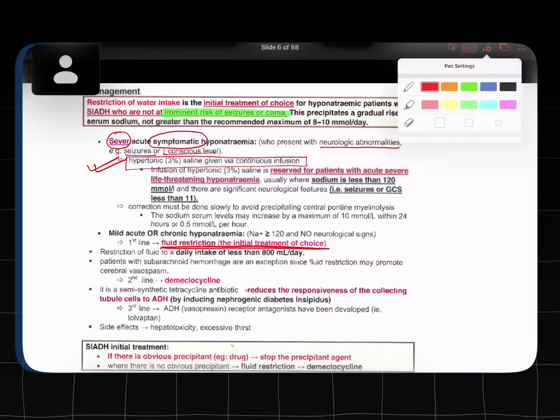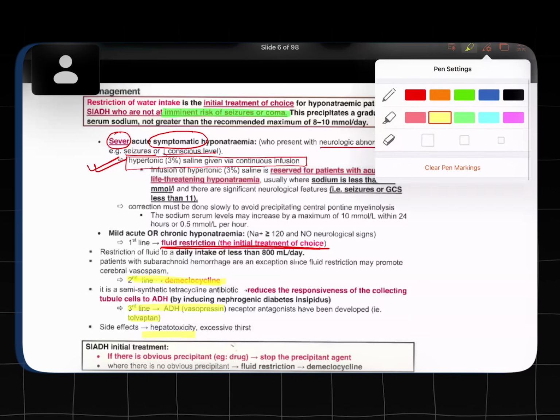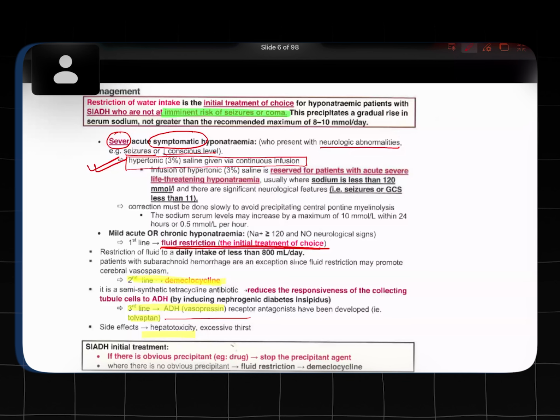What about other options? Other options rarely come in MRCP part 1. They can come in part 2. Second line is demeclocycline. Third line is an ADH antagonist, that is a vasopressin antagonist like tolvaptan. But for tolvaptan, there are side effects, especially hepatotoxicity. So another MCQ: before starting tolvaptan, you have to look at the LFTs. LFT investigation needs to be done, or if hepatotoxicity is already there, then tolvaptan you cannot give.